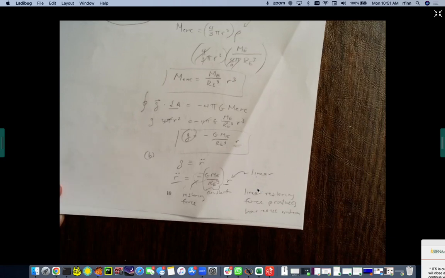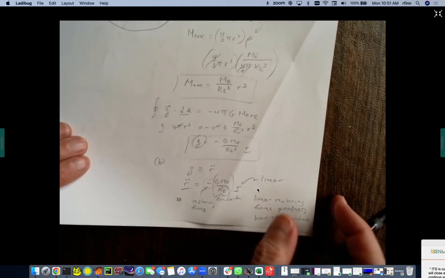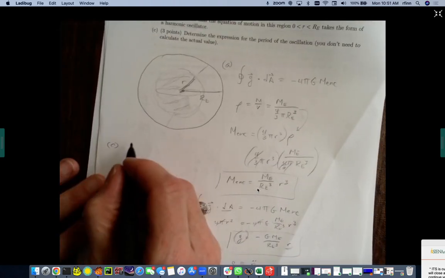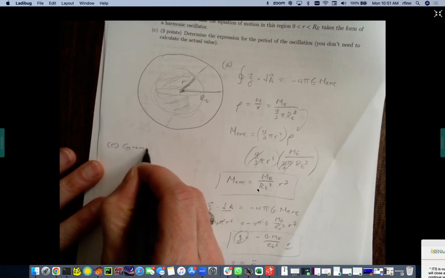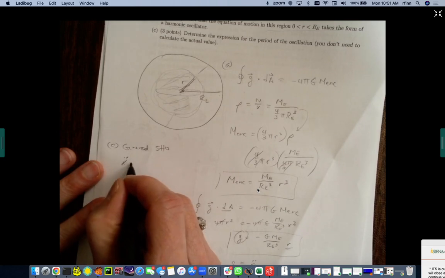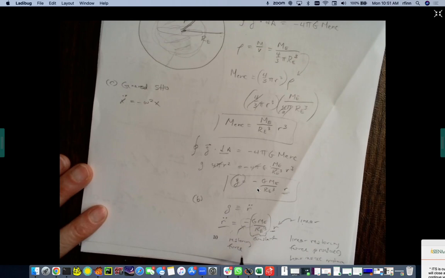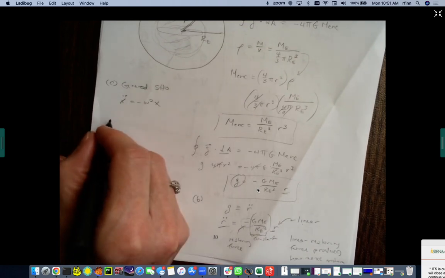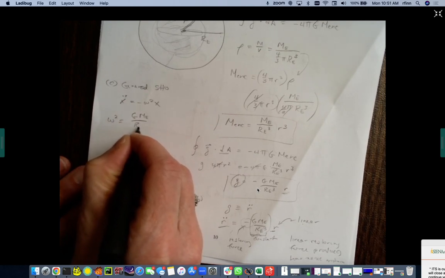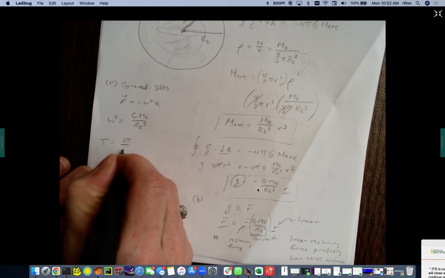Okay, and then part C, determine the expression for the oscillation period. You don't need to calculate it. Okay, so if we look at our general simple harmonic oscillator, we have something like x double dot is negative omega squared x. So that means our constant here is omega squared. So omega squared is G M_E over R_E cubed. And then our period is 2 pi over omega.